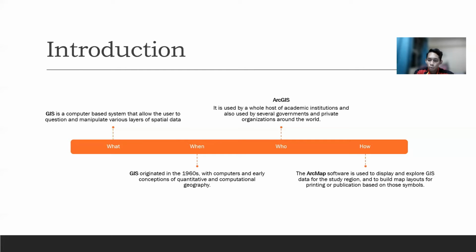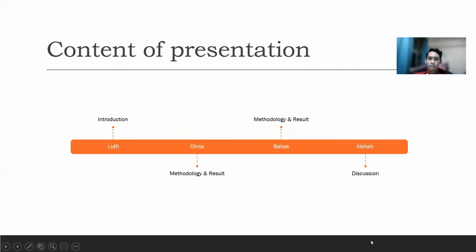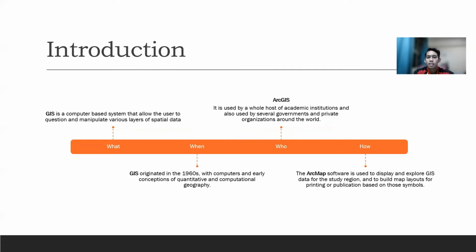So who is using the GIS? It is used by a whole host of academic institutions, and also by several government and private organizations around the world that want to use the GIS for spatial data. There are many, but it is not publicly accessible to all. Not everyone can publicly access all of the spatial data.